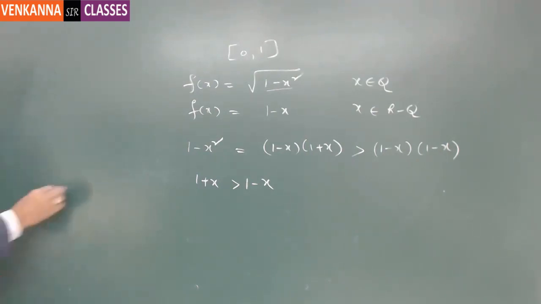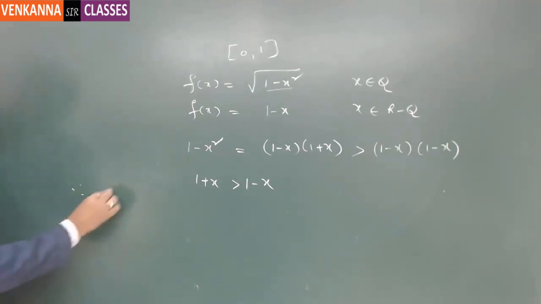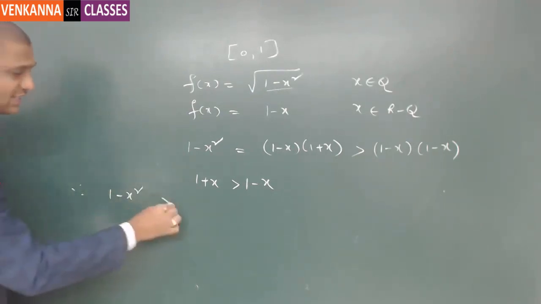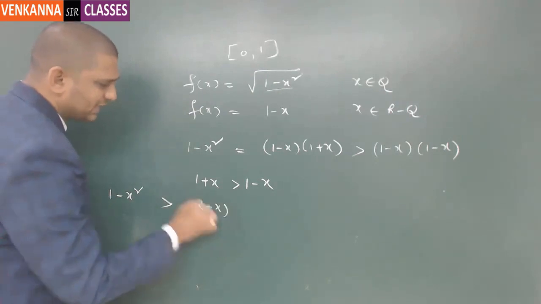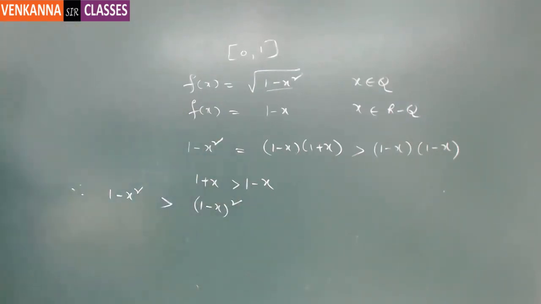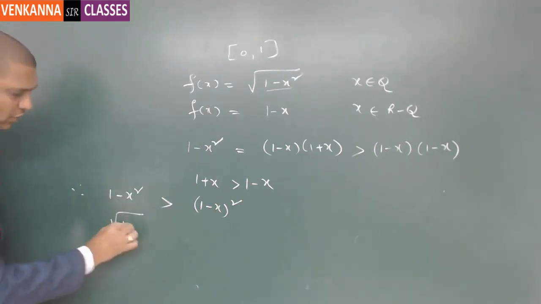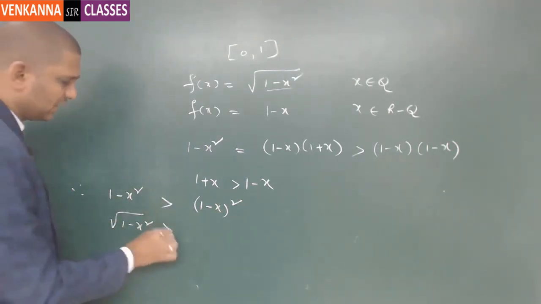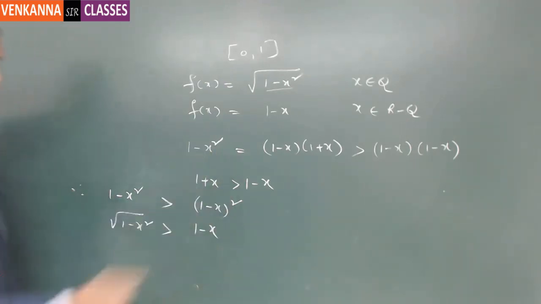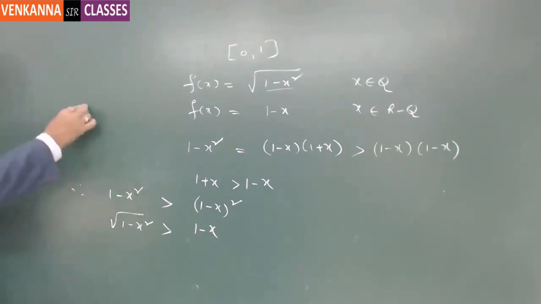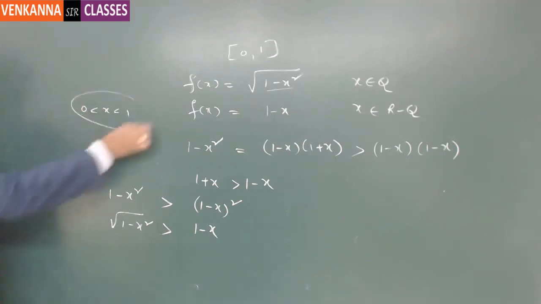So what happens? We have 1 minus x square is greater than 1 minus x whole square. So if you take square root on both sides, root of 1 minus x square is greater than 1 minus x. Accepted all? For 0 less than x less than 1, please understand the case here. Yes or no?